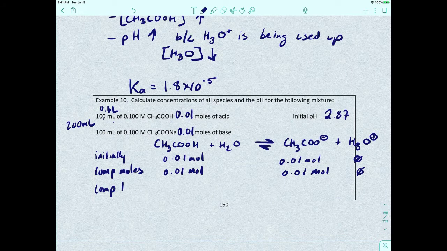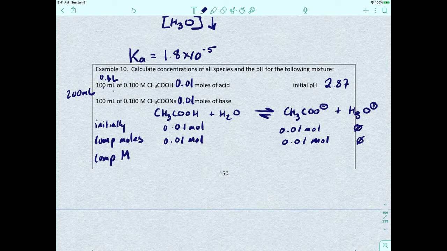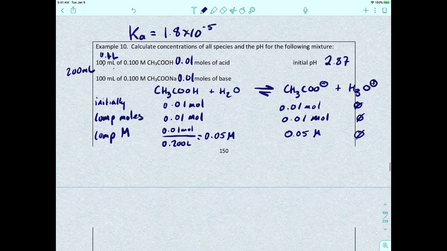So if we were to measure the molarity of both of these, 0.01 moles of acetic acid divided by 0.200 liters, that concentration should be 0.05 molar. Same thing for the concentration of the acetate ion, 0.05 molar, and for H3O plus, 0. All right, so at equilibrium, the molarity would be 0.05 minus X for the concentration of acetic acid, 0.05 plus X for acetate ion, and then for H3O plus X.